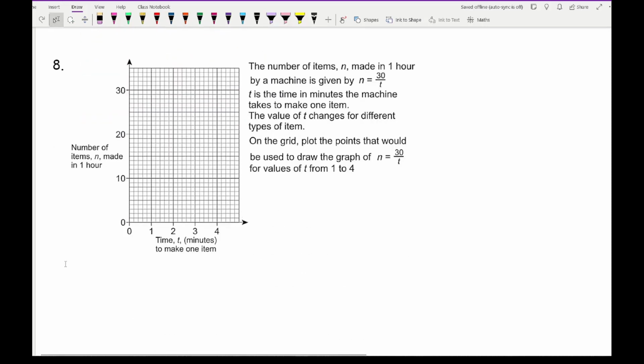Then moving on to question 8, and again, if you want to have a go at this question, just pause the video, then unpause it when you're done. So it says the number of items n made in 1 hour by a machine is given by n equals 30 over t. T is the time in minutes the machine takes to make one item. The value of T changes for different types of item. On the grid, plot the points that would be used to draw the graph of n equals 30 over T for the values of 1 to 4.